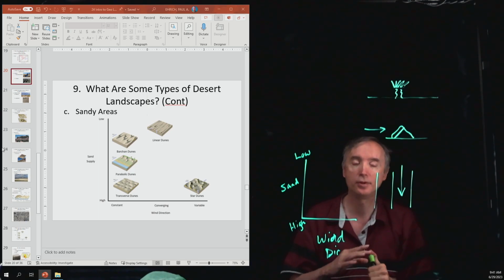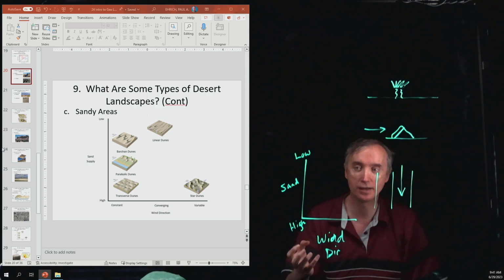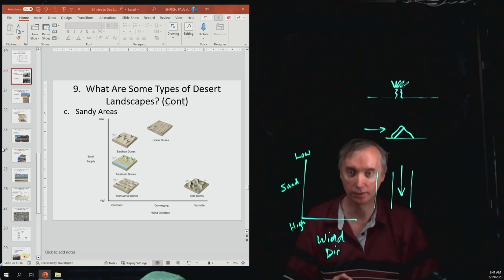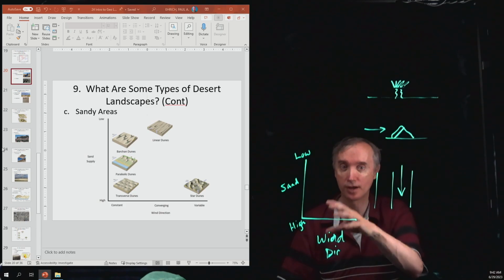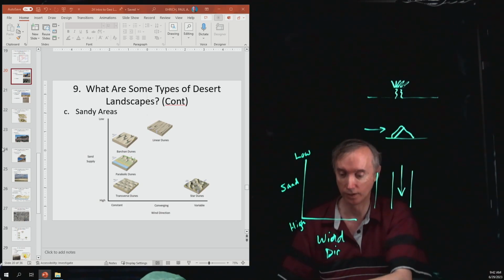So if I give you a picture of these different kinds of sand dunes, would you be able to match the picture with the name, and then also why did it come into being? So why does it look the way it does? And it has to do with how much sand do you have to work with, and then what's the direction of the wind.